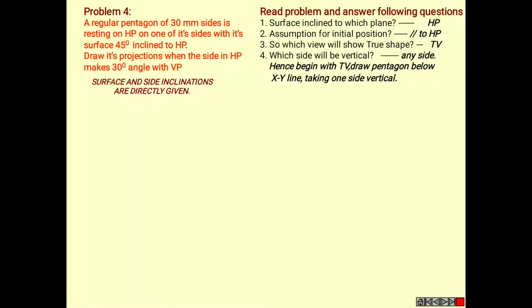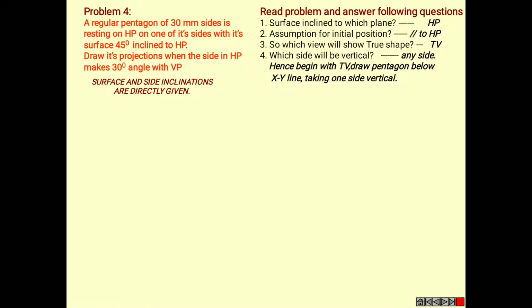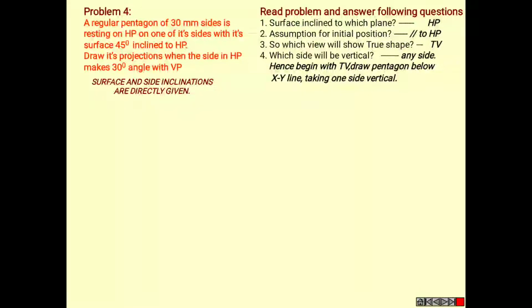By reading the problem, there are some questions to be answered by us. First, the surface is inclined to which plane? It is to HP, and the assumption for the initial position is parallel to HP. So which view will show you the true shape? It's the top view. And which side will be vertical? Any side. Hence begin with the top view, draw the pentagon below the XY line, tracing one side vertical.